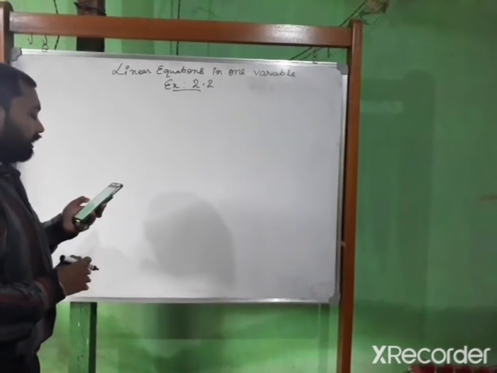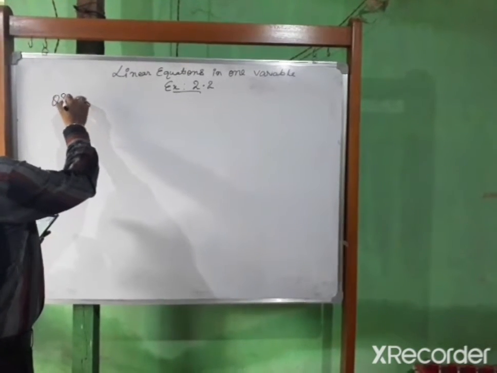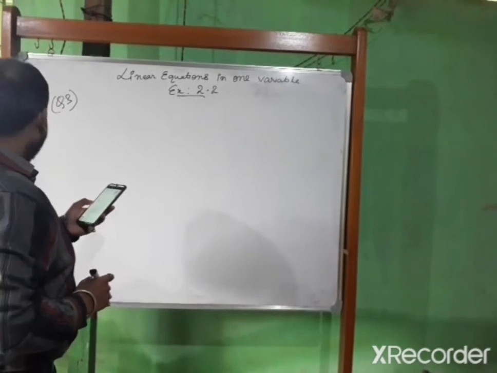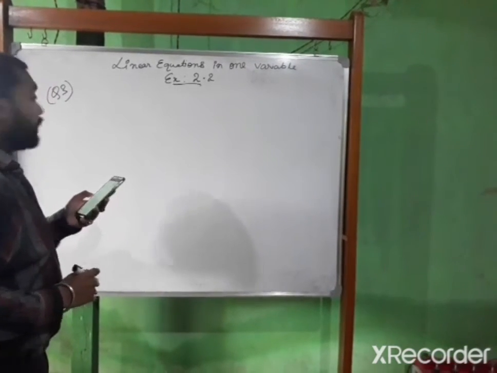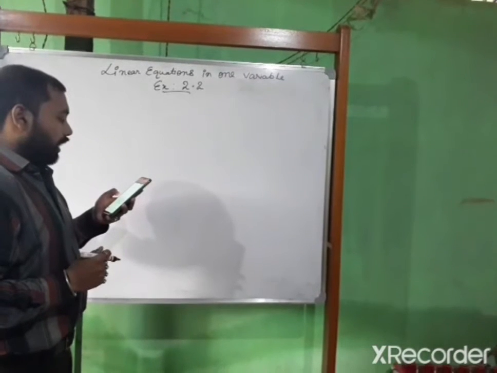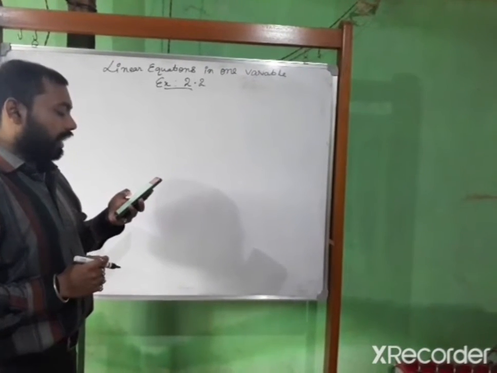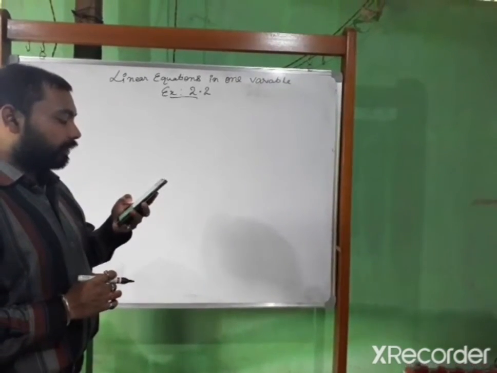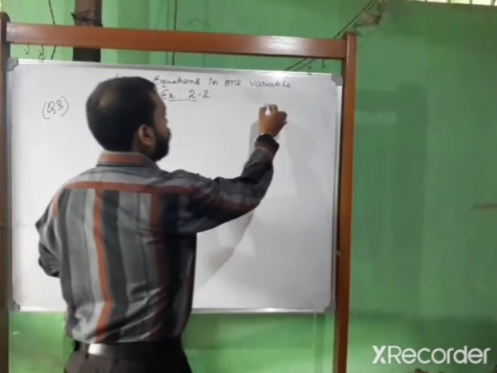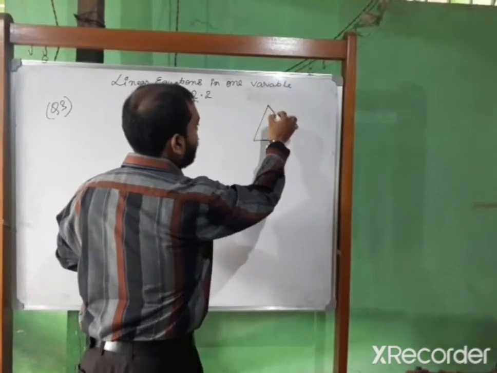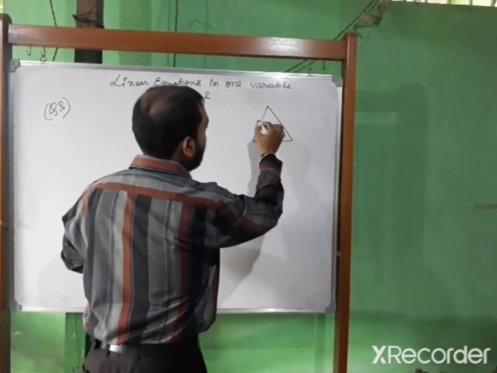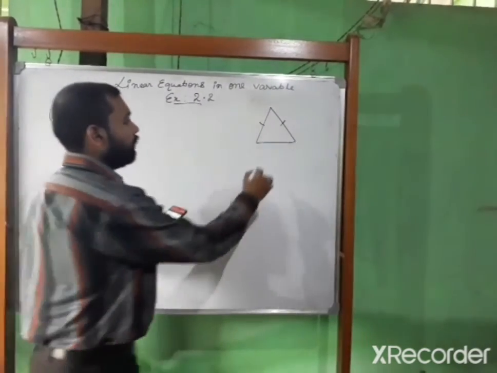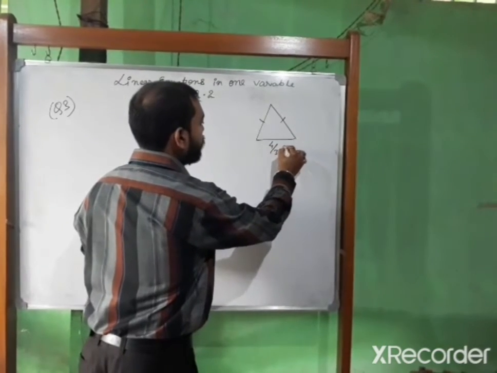Okay, now let us move to question number 3. The base of an isosceles triangle is 4 by 3 centimeter. So let us draw an isosceles triangle as it is given in the question. Isosceles triangle, and we know that in an isosceles triangle the two sides are equal. The base is 4 by 3 centimeter.